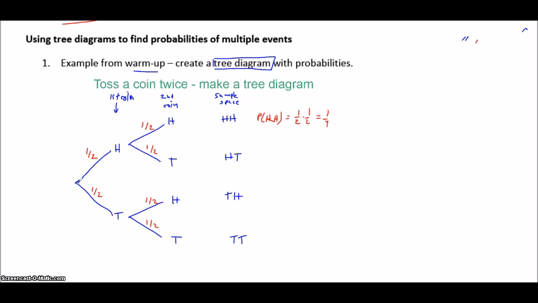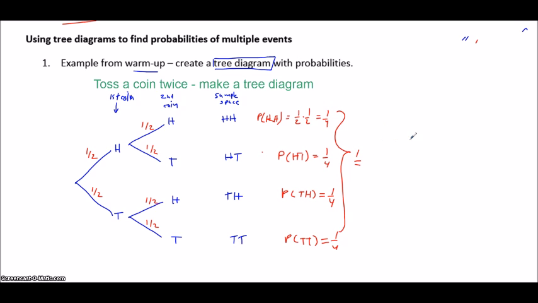Now this HT, how do we get that? Well, it's 1/2 times this 1/2. So the probability of HT occurring will also be 1/4. Now to get this TH, let's go down this branch, 1/2, 1/2. And then here, same thing, 1/2 times 1/2. The probability of tail, tail is also going to be 1/4. Notice how when I add all these up, they add up to 1. That makes sense. This is a sample space. This has to be all the possible outcomes. The probability of something occurring has to be 100%.